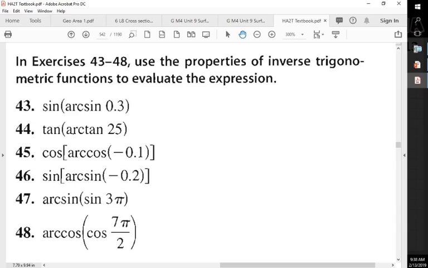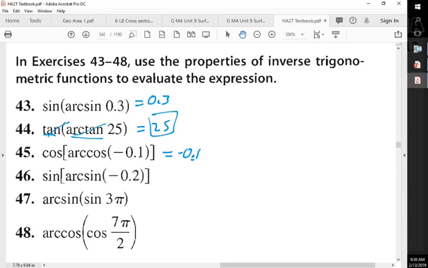So let's do 44. It says, inverse properties. See how they're inverses of each other? My answer is 25. Yeah, that's it. So all these are the same, guys. The answer to this one is 0.3. The answer to this one is -0.1.